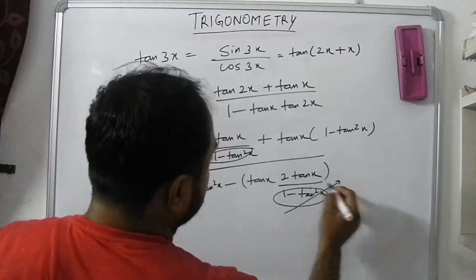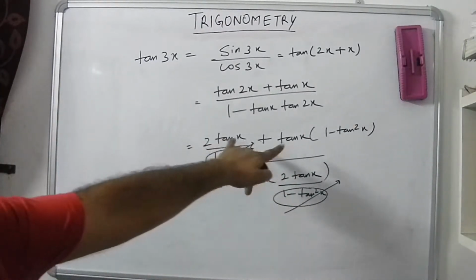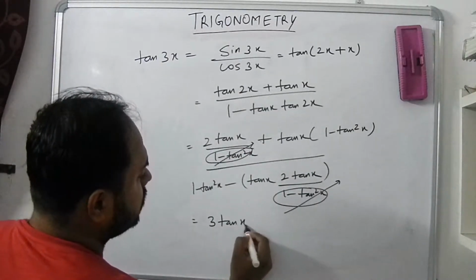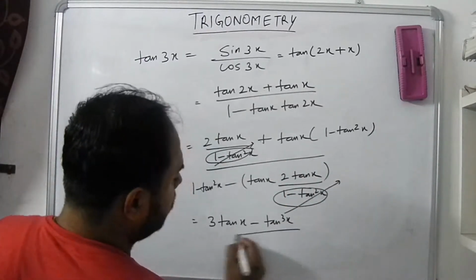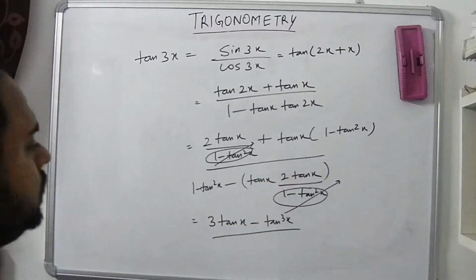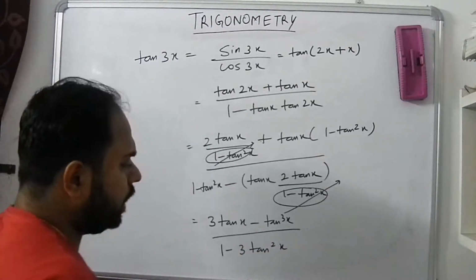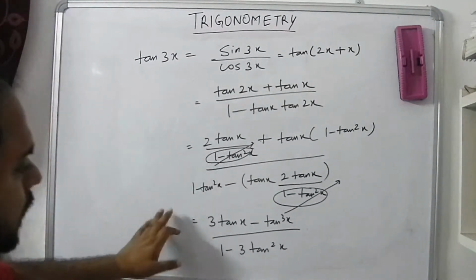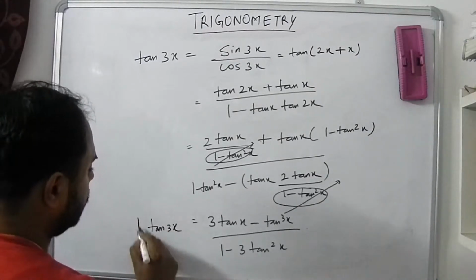So this goes, and this goes, these two denominators go. What it becomes is 3 tan x, since 2 tan x and tan x become 3 tan x. 3 tan x minus tan square x times tan x, which is tan cube x, upon 1 minus tan square x minus 2 tan square x, which is 1 minus 3 tan square x. That's all. So it becomes 3 tan x minus tan cube x upon 1 minus 3 tan square x. So that is tan 3x. That's a good one.